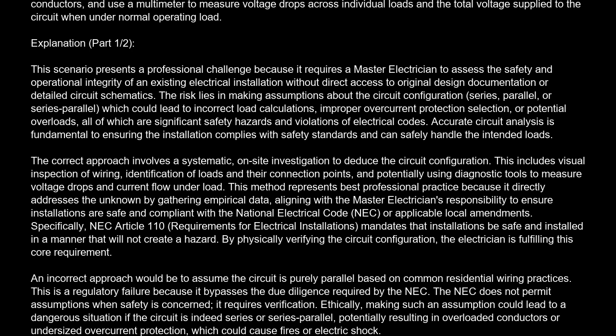An incorrect approach would be to assume the circuit is purely parallel based on common residential wiring practices. This is a regulatory failure because it bypasses the due diligence required by the NEC. The NEC does not permit assumptions when safety is concerned. It requires verification. Ethically, making such an assumption could lead to a dangerous situation if the circuit is indeed series or series parallel, potentially resulting in overloaded conductors or undersized overcurrent protection, which could cause fires or electric shock.